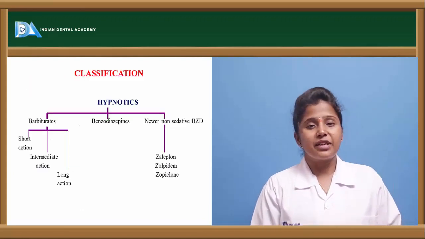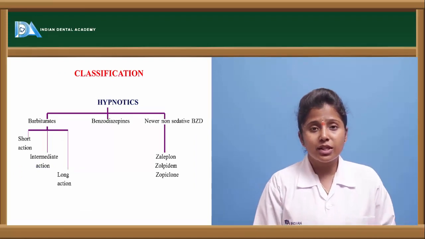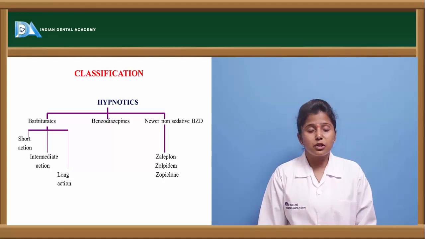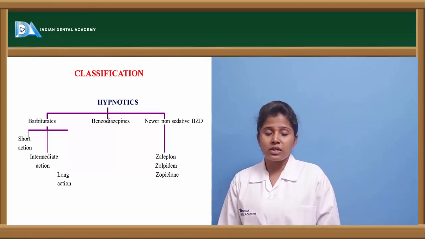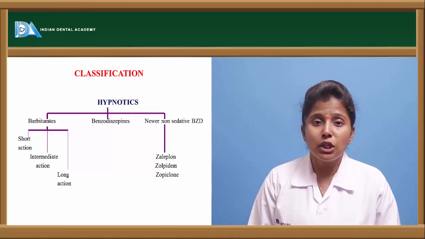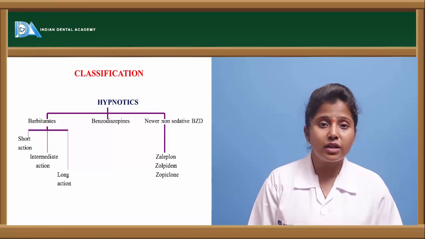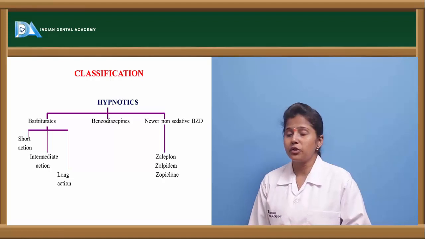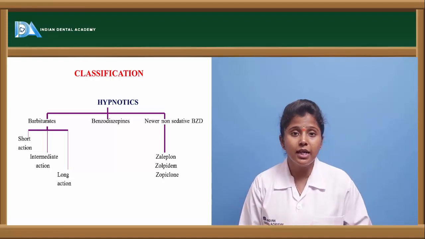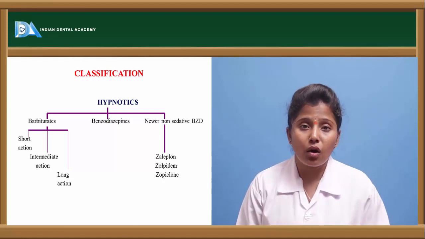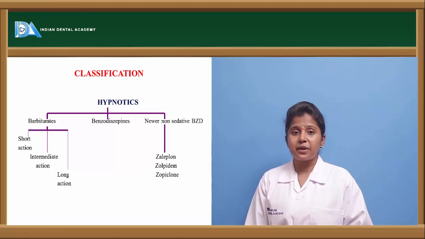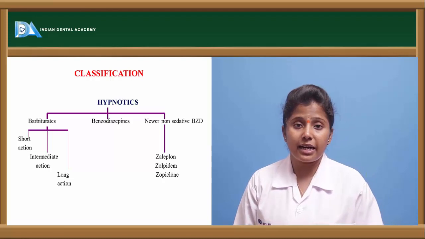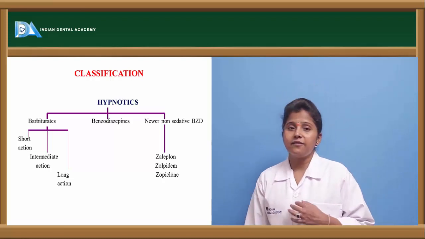Let us see the classification of hypnotics. The drugs which come under this category are benzodiazepines, barbiturates and newer non-sedative benzodiazepines. These are the main classes of drugs which are used to treat anxiety or which are used as hypnotics. In barbiturates we can see they are short acting, intermediate acting and long acting. Even in benzodiazepines there are short acting, long acting and intermediate acting drugs. And these are newer non-sedative benzodiazepines.